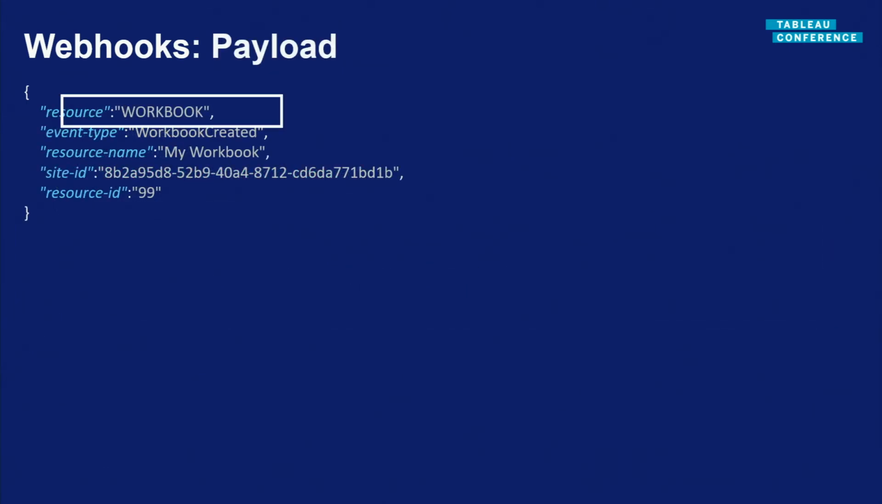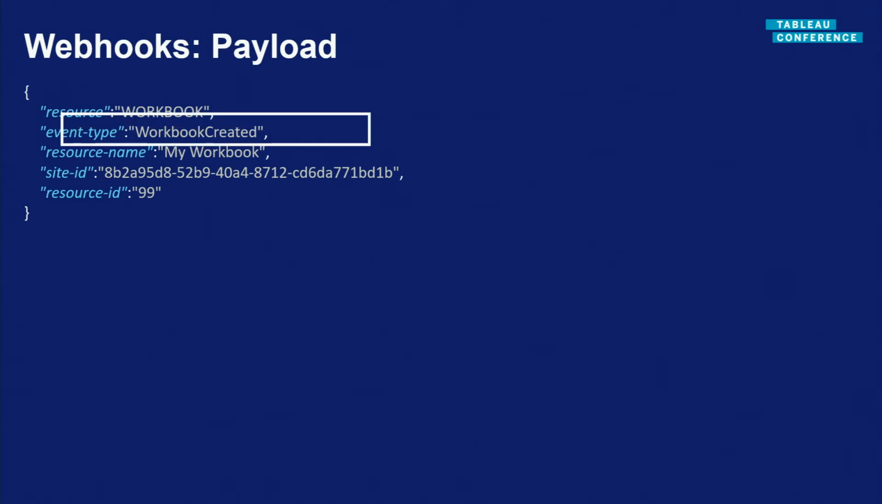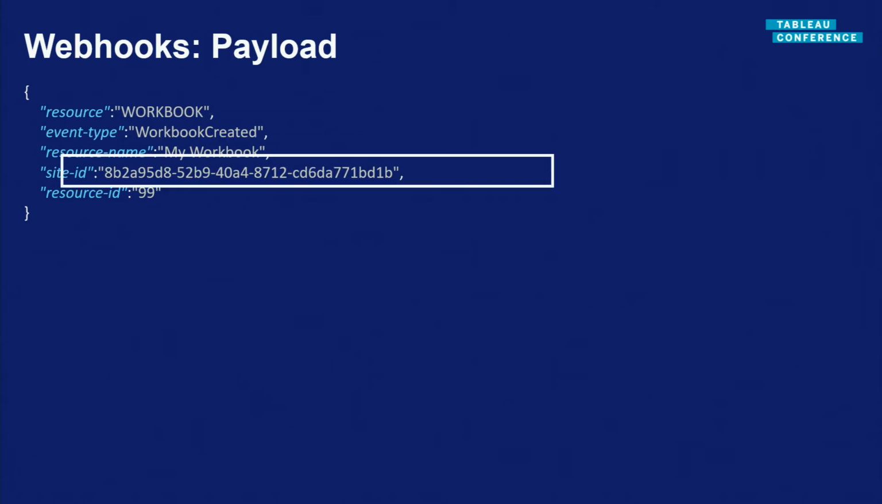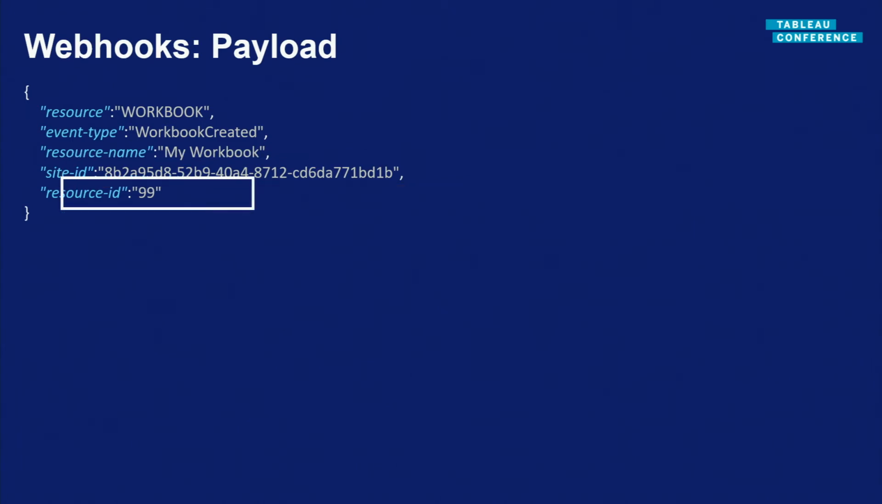And now we've got the payload. This is what Tableau Server is going to send to our webhook. We've got the event type, which is workbook created. We've got the name of the workbook that was created, the site ID, which is a UUID, and now we've got this resource ID that looks like a number. That resource ID is actually supposed to be the workbook's UUID.